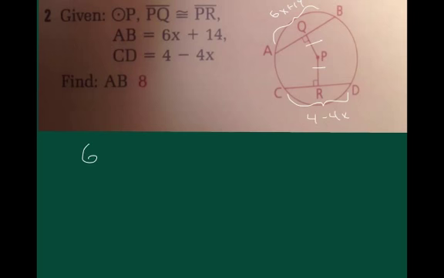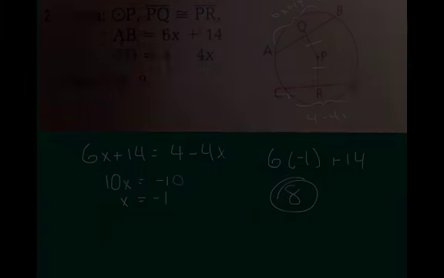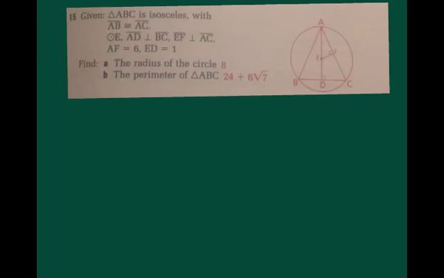So I can set 6x plus 14 equal to 4 minus 4x and solve for x. That gives me that x equals -1. And in order to solve for AB, I plug -1 back into the expression for AB, which is 6 times x plus 14, which equals 8. So AB equals 8.